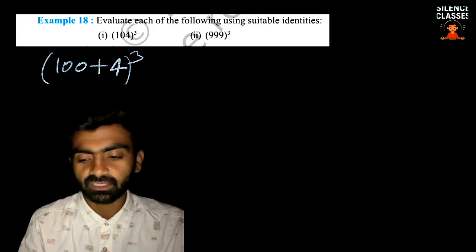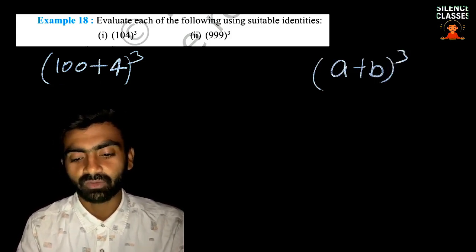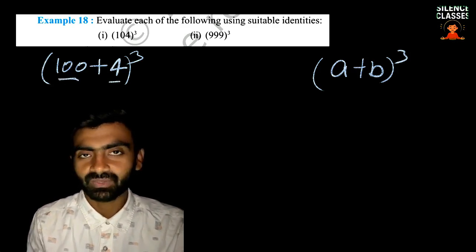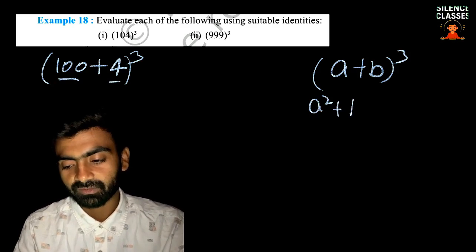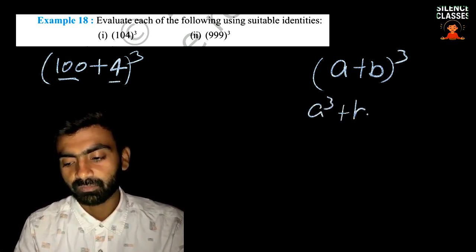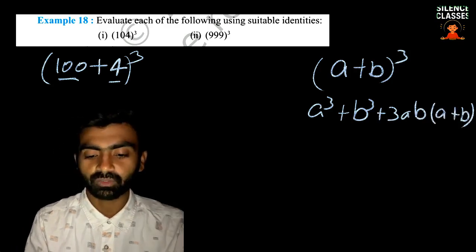So I will use the identity a plus b whole cube. By using this particular identity I will solve it, because over here a is 100 and b is 4. I'll use a cube plus b cube plus 3ab times a plus b, and solve it with this identity.